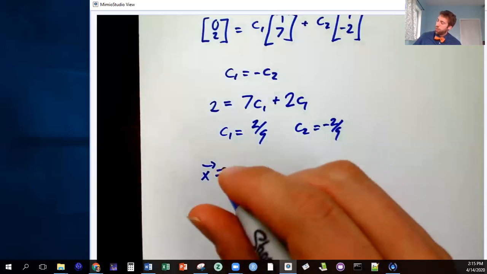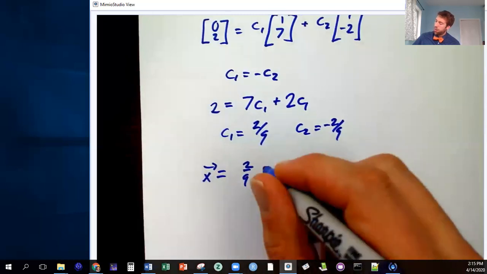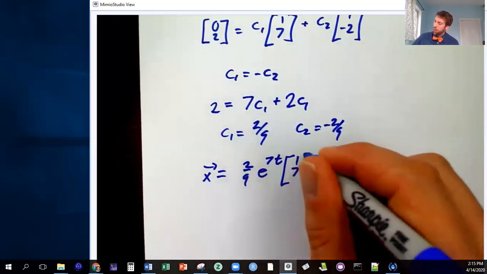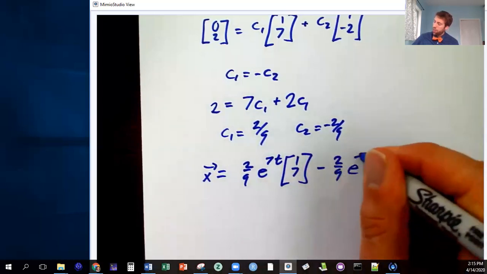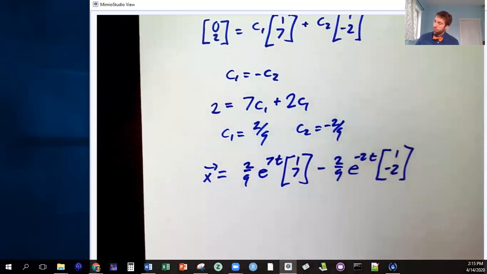So then x equals 2/9 e to the 7t times (1, 7) minus 2/9 e to the negative 2t times (1, negative 2). Okay, now that was a lot of linear algebra.